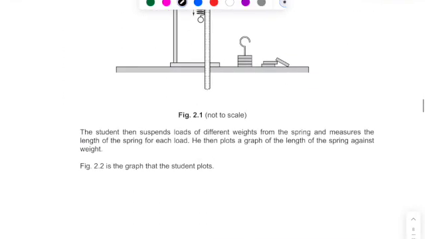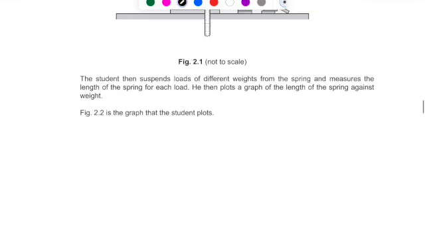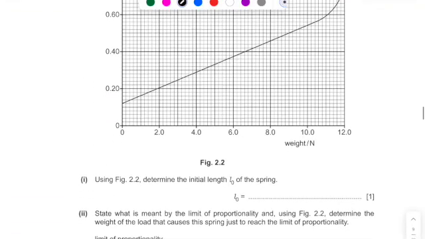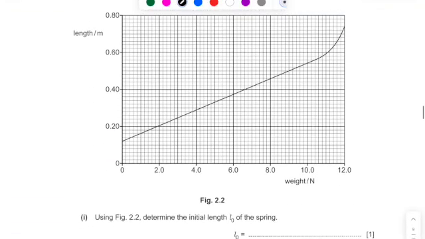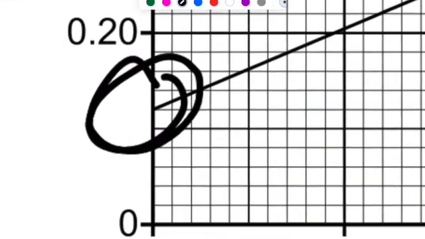Now, a student suspends a spring from a clamp and measures the initial length L0. A student then suspends loads of different weights from the spring and measures the length of the spring for each load. He then plots a graph for the spring. Figure 2.2 is the graph that the student plots. Determine the initial length. So what's going to be the initial length? Initial length is when the load is 0. What is this value whenever the load is 0?